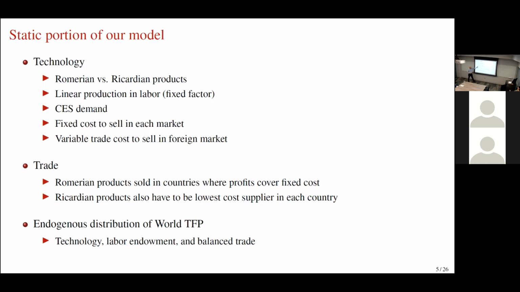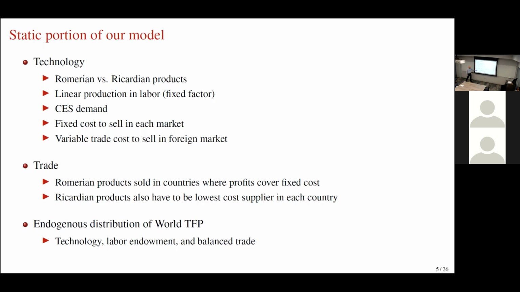And then we're going to have the usual variable, the tariff basically for selling in each market, selling in foreign markets, not in the domestic market. And then the Romerian products won't be sold everywhere because of these fixed costs of selling in each market. So you'll have interesting things like in Eaton-Kortum and Krugman, bigger markets will get more of these varieties than smaller markets will. And then Ricardian, just in the Eaton-Kortum type framework, you have to be the lowest cost supplier in that market to enter that market. So you have lots of non-traded stuff that the comparative advantage isn't strong enough to overcome the tariffs, or whatever wage differences there exist.